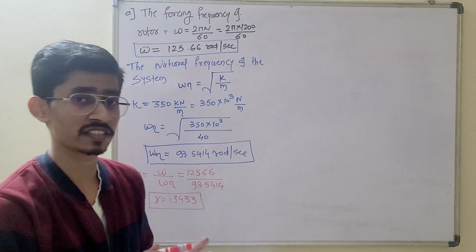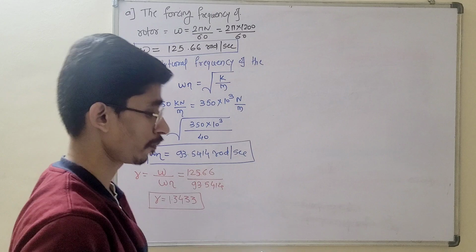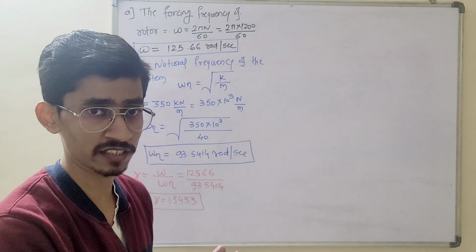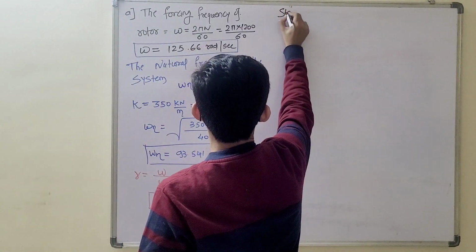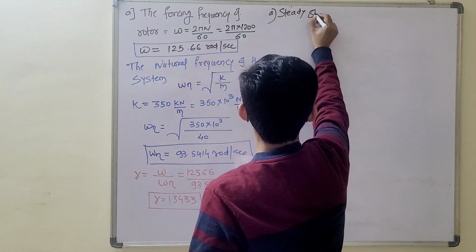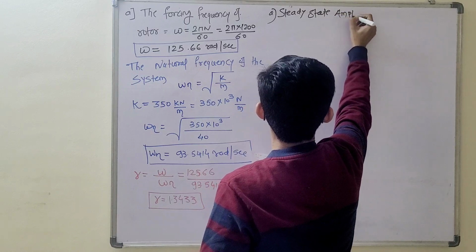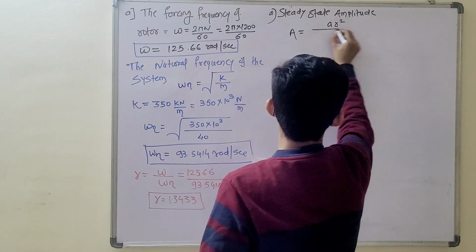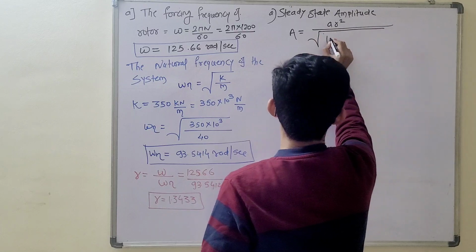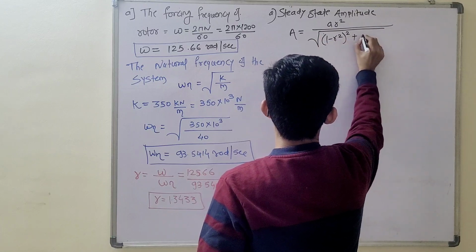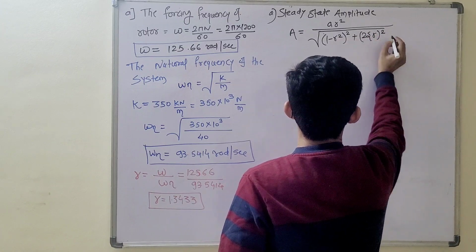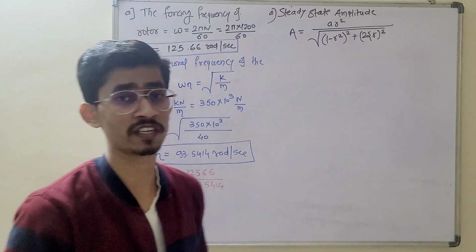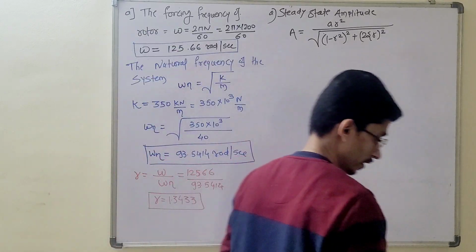This is the frequency ratio. Now what they are asking is the steady state amplitude. How have we found out the steady state amplitude? In the theory session I have mentioned the steady state amplitude formula. The steady state amplitude is equal to A R square divided by under root of (1 minus R square) whole square plus (2 zeta R) whole square. This is the formula. And the value of eccentricity.